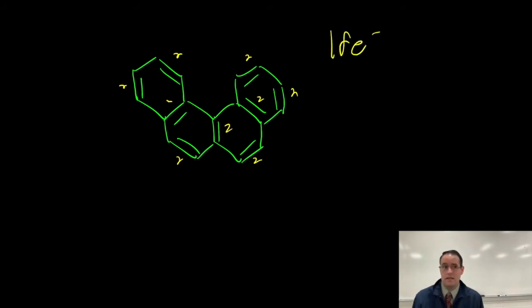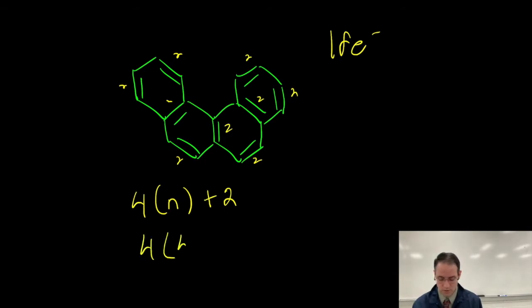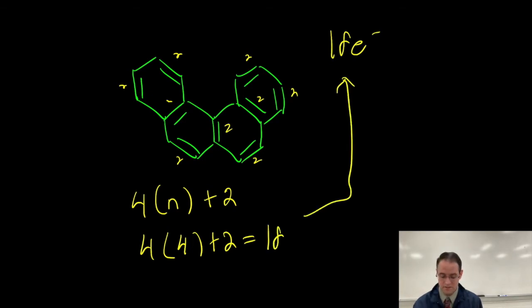And we'll see, is it a multiple of 4n or 4n plus 2? So I could see that it's 2 more than 16, right? So 4 times 4 plus 2 is equal to 18. So that's a magic number there. I would say that this structure right here is going to be aromatic, okay?